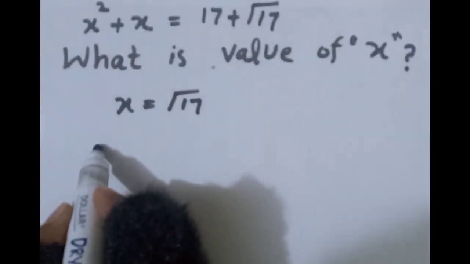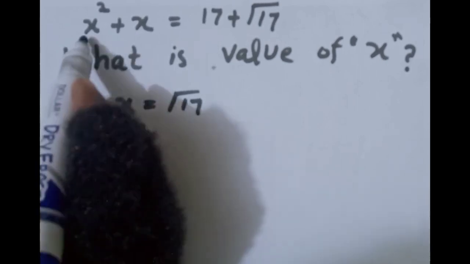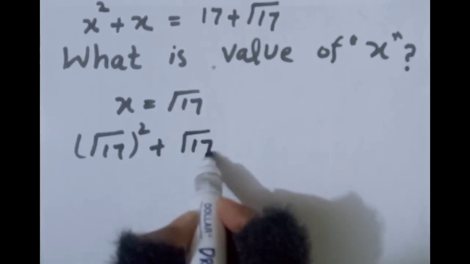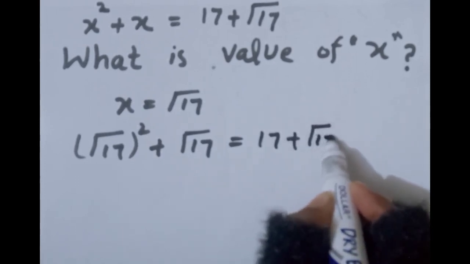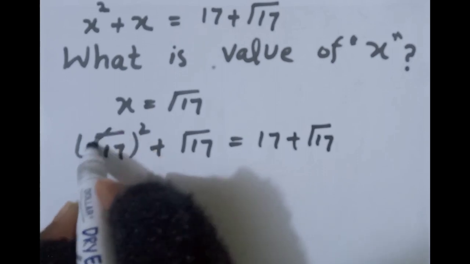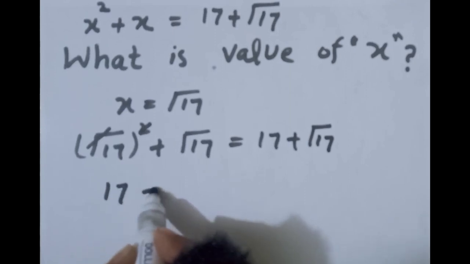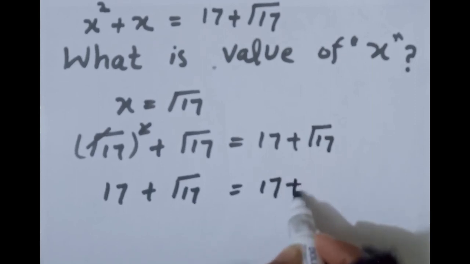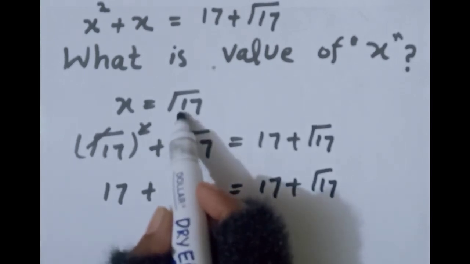Now if we substitute x is equal to under root of 17 in the above equation, then this will become under root of 17 square, because of x square plus x, and we replace x by under root of 17. The right hand side is 17 plus square root of 17. Now the square root and square cancel, and this will become 17 plus square root of 17 is equal to 17 plus square root of 17. So this implies that one answer of x must be under root of 17.